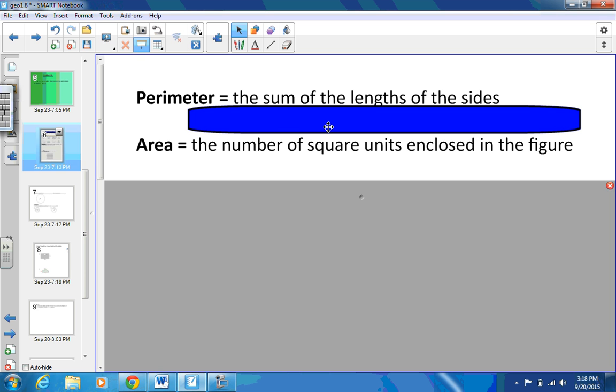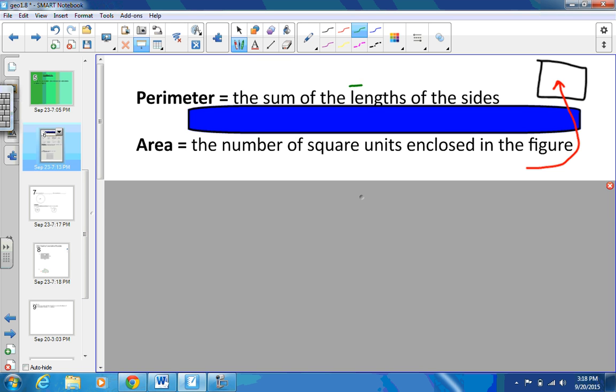So if I were to draw a picture up here, let's say this is our box. If we're looking for the area, we'd be looking inside. If we're looking for perimeter, we'd be looking on the outside. All right. So that is area and perimeter.